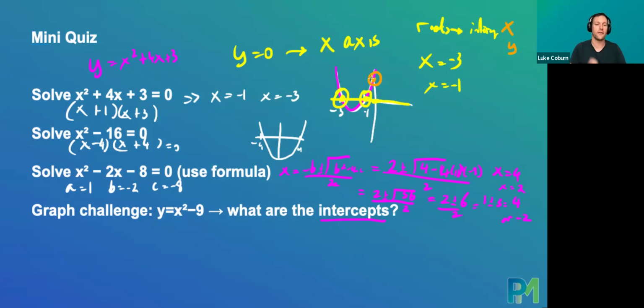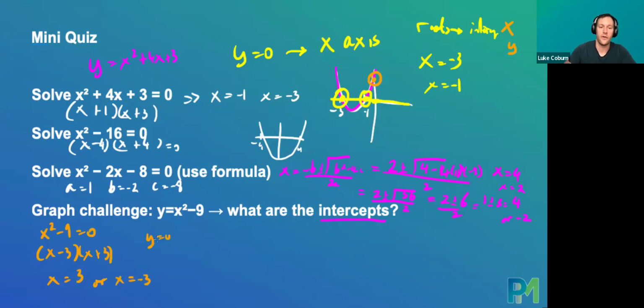So let's find all of the intercepts for y is equal to x squared minus 9. First of all, x squared minus 9 is equal to 0. This is how we'll find the roots. So it's going to be x minus 3 times x plus 3. And this gives us x is equal to 3, or x is equal to -3. So when y is equal to 0, x is equal to 3 or -3. So we go ahead and graph this. We go to 3, we go to -3.